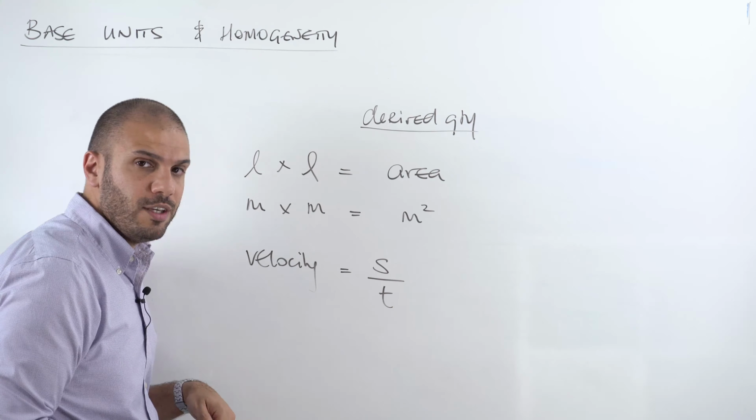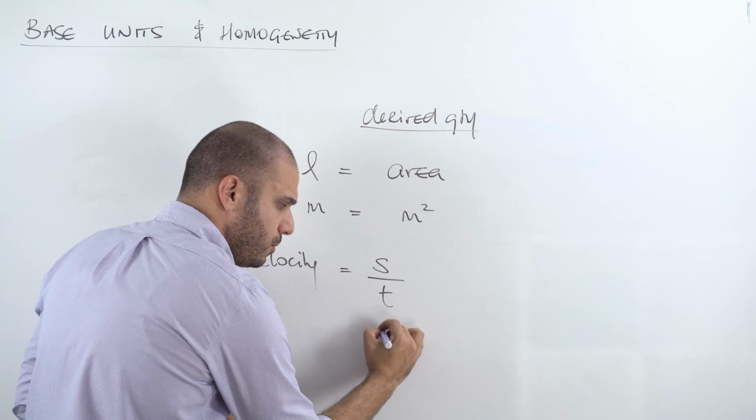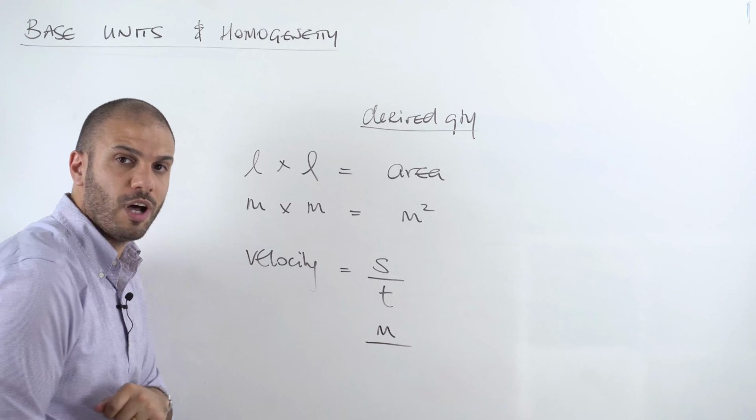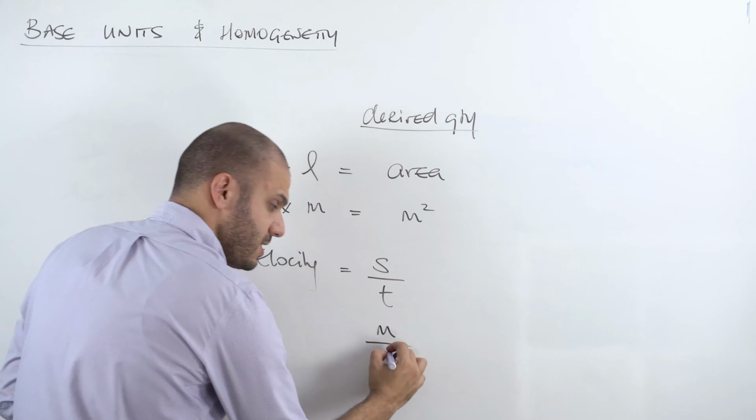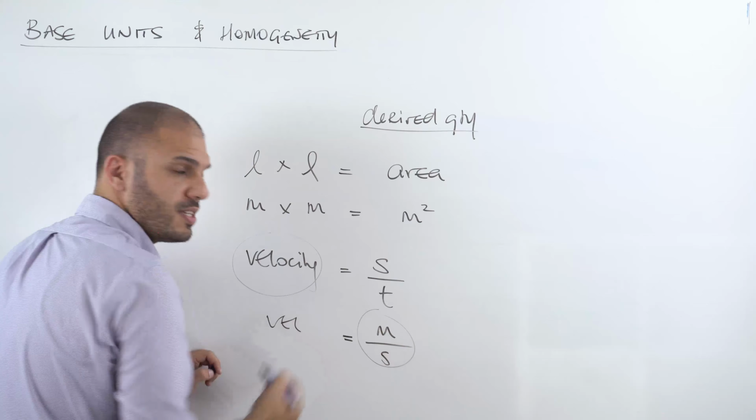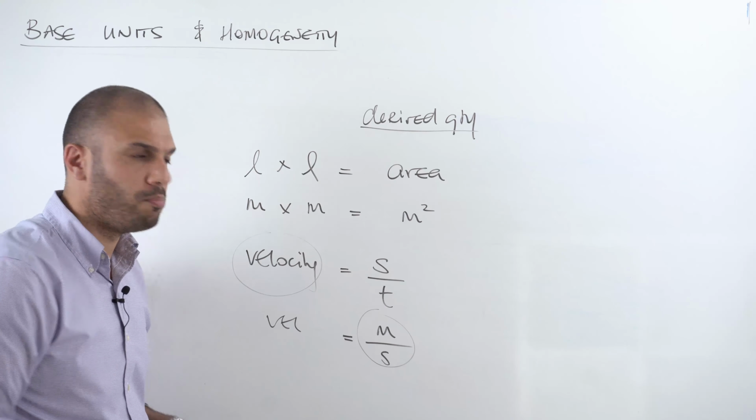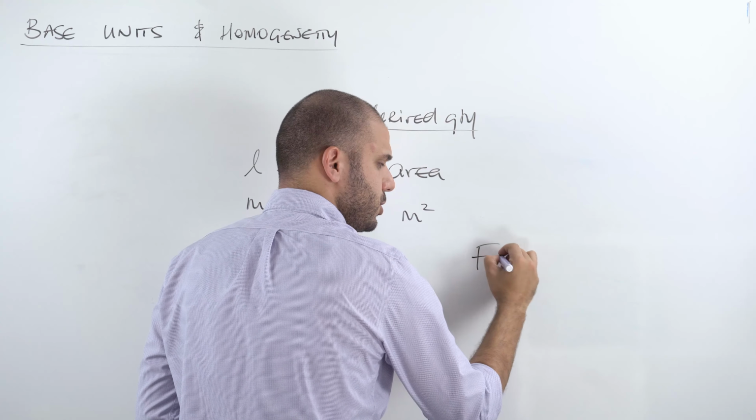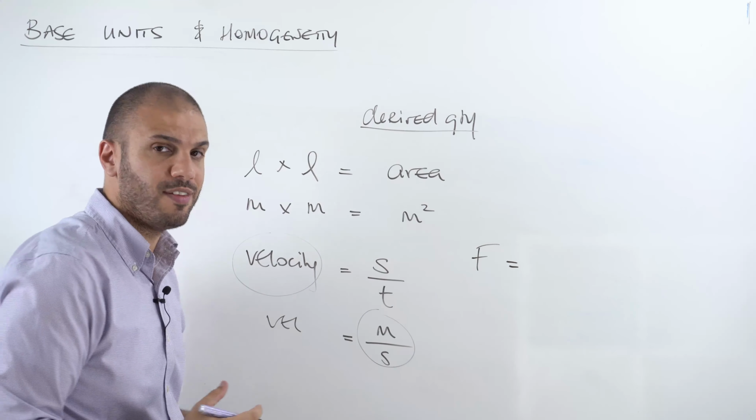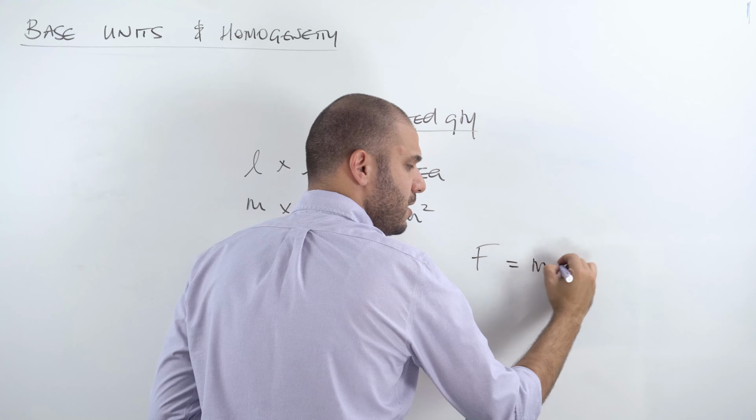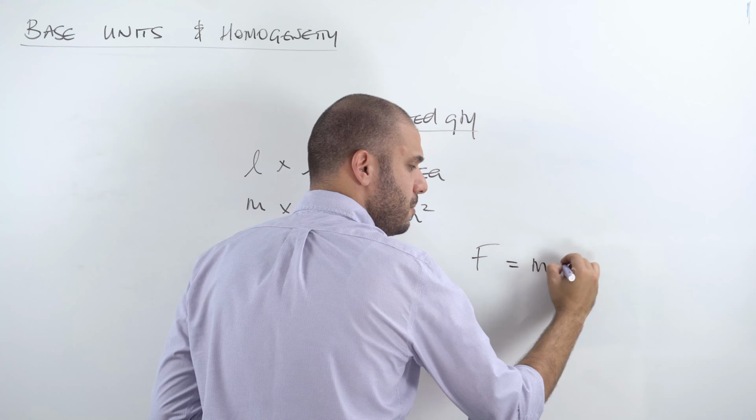Again, if we have a look at the units, the unit for displacement would be the meter, the unit for time is the second, and therefore velocity actually has these units. If we go on to something even more complex, say force, force is created by multiplying mass and acceleration.